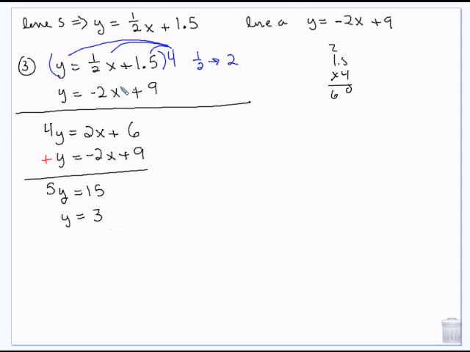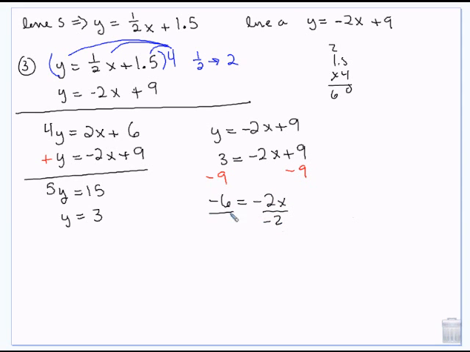And then I use this y to solve one of these to find x. Which one do you want to use? The 1/2 and the 1.5 or the negative 2 and the 9? Negative 2. Really? I'm so surprised. No, I was kidding. I'm not at all surprised. Okay, so I'm going to subtract the 9. And I'm going to get negative 6 is equal to negative 2x. If I divide by negative 2, x equals 3. So my point is 3, 3.